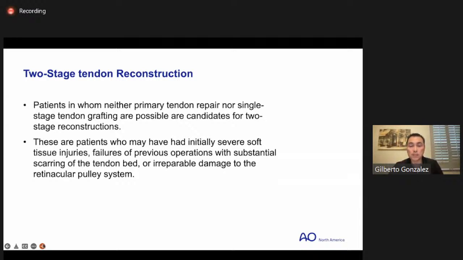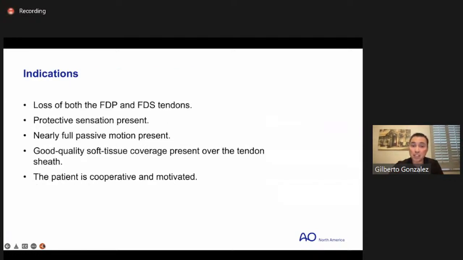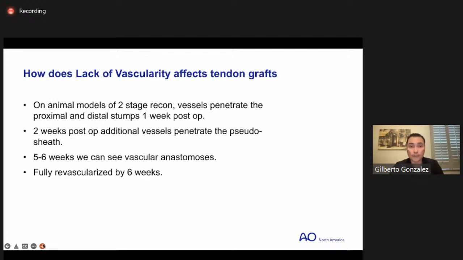Now, with these patients, sometimes you have to choose the ideal patient in order to do that. Indications, as we mentioned: there has to be a loss of FDP and FDS on that finger. It is important that protective sensation is present, because patients are going to go through a very specific therapy. Range of motion needs to be present. If it's not present at the moment of your first stage, you do your proper releases and the therapy is directed at that, so you can have very good range of motion by the time you do your second stage. There has to be good quality soft tissue, and the patient, of course, has to cooperate with you and be very motivated.